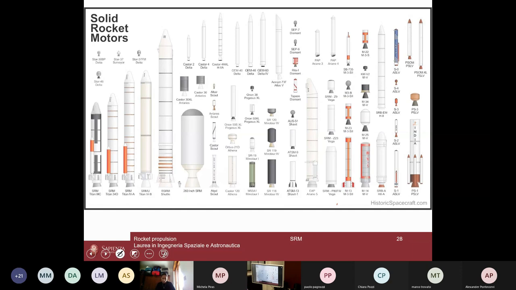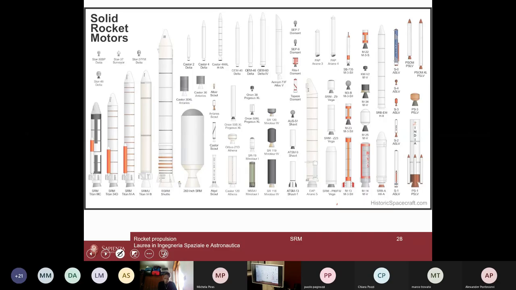Next. So this is just a nice picture that I found on the web where you see the different solid rockets. The most important are all there, present, not future. So you see another one that is in present is being realized, you don't see here. But you have more or less all of them. And you see that the scale can be quite different from each other.